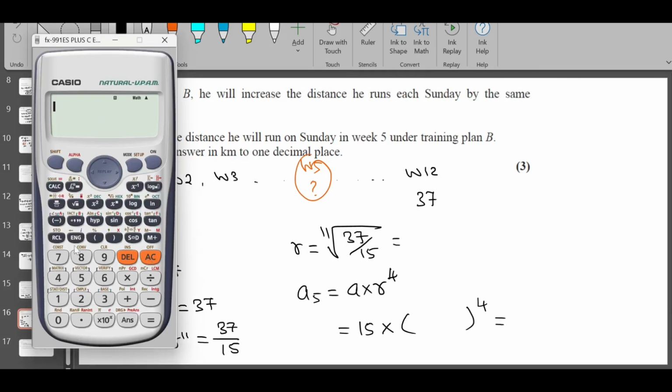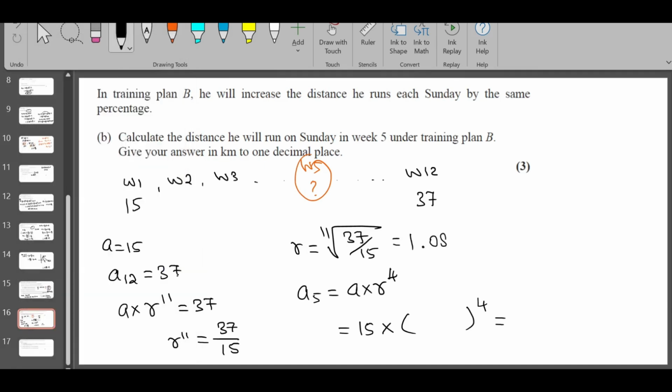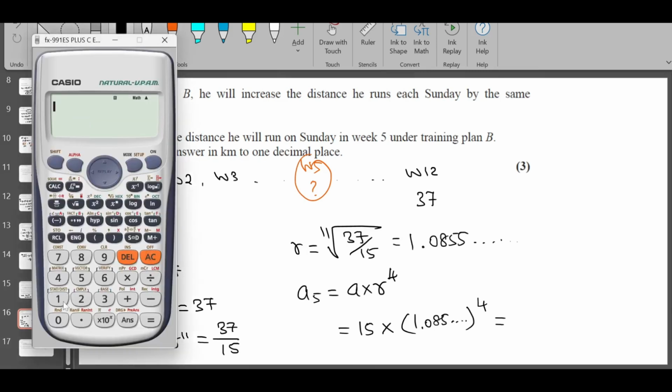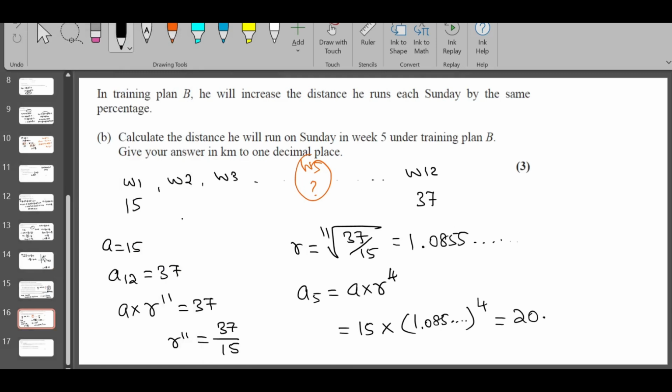So first we can calculate the 11th root of 37 over 15 and store the value as a. 1.0855 dot dot dot. Now let's find a times r to the power 4. To find the 5th term, round it to one decimal place, so it's 20.8 kilometers, that is the answer.